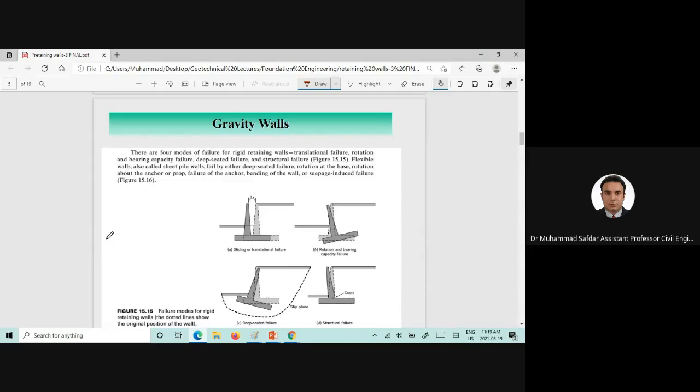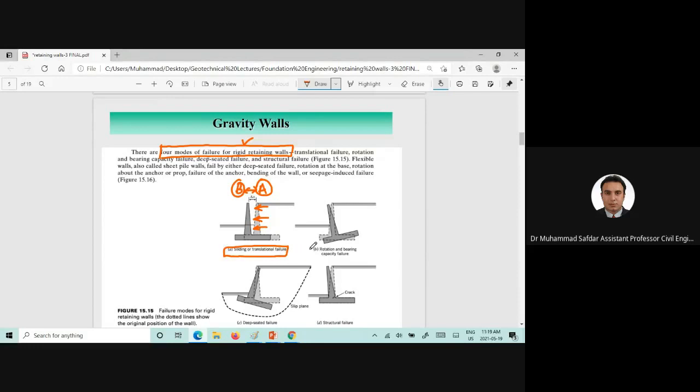Now, there are 4 modes of failure for rigid retaining walls. The first one is the sliding or translational failure. When lateral pressures are applied in this type of mode of failure, the retaining wall will move from point A till point P, and that distance is known as delta x.